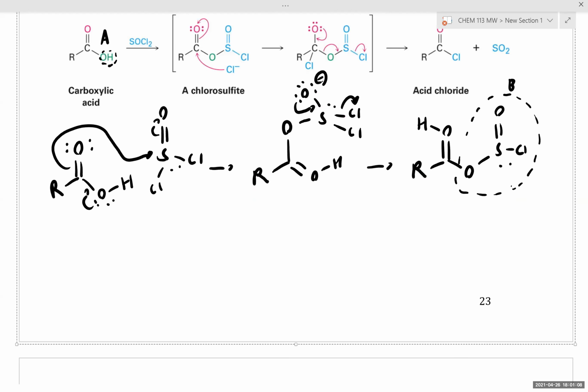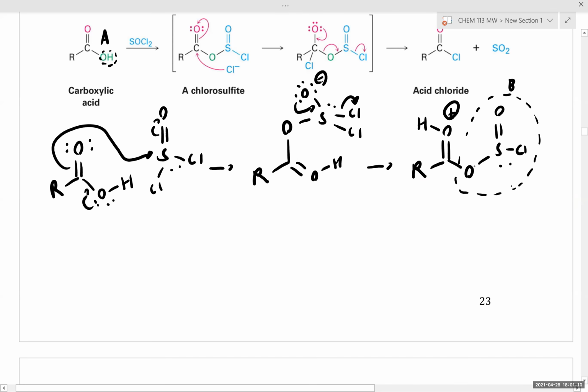Okay, so now that we have activated our alcohol, we're now ready for our very strong nucleophile. Note, chloride is a pretty weak nucleophile under most cases, but when we have such an activated substrate, chloride will just go straight for the carbonyl carbon and will make a tetrahedral intermediate.